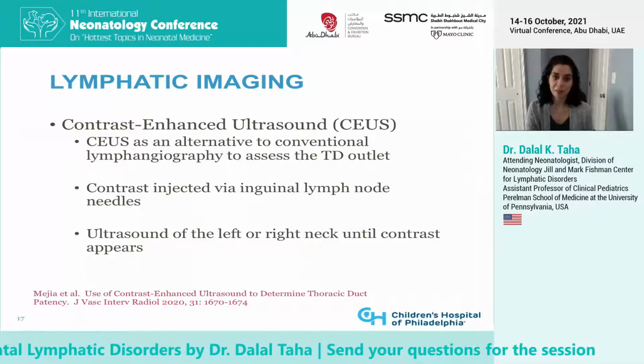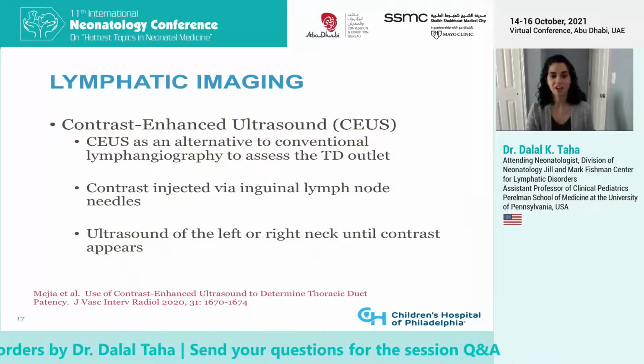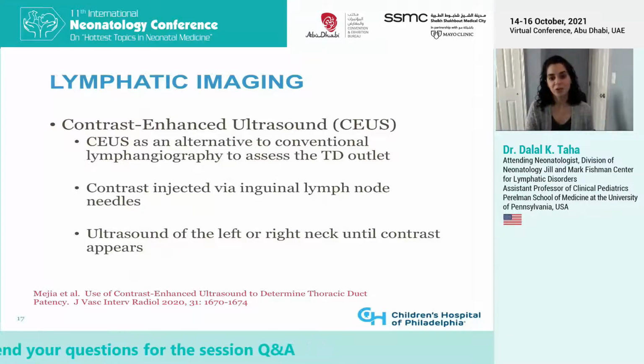A newer alternate method to assess patency of the thoracic duct outlet is by using contrast-enhanced ultrasound. Using the inguinal needles that were placed for DCMRL, ultrasound contrast is injected, followed by imaging of the left or right neck until the contrast appears.